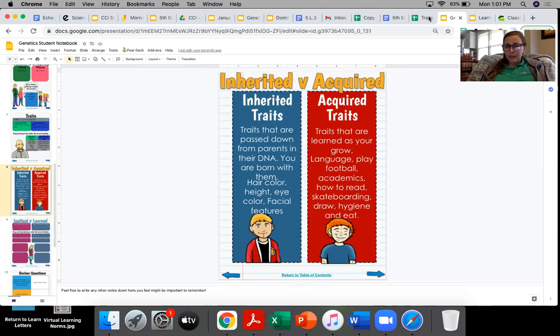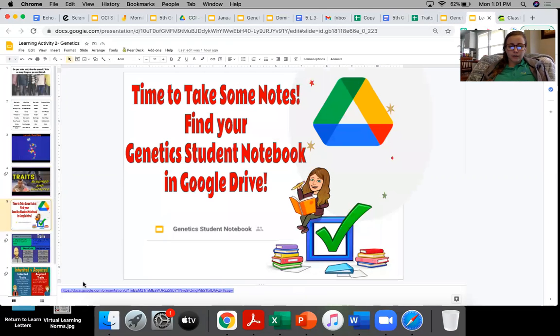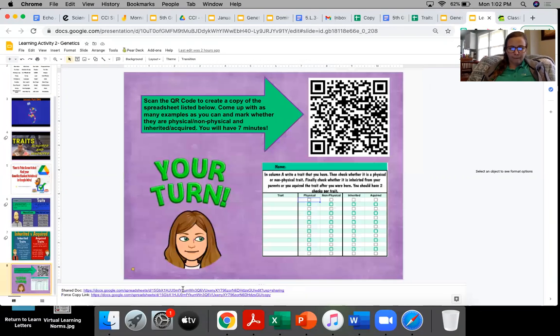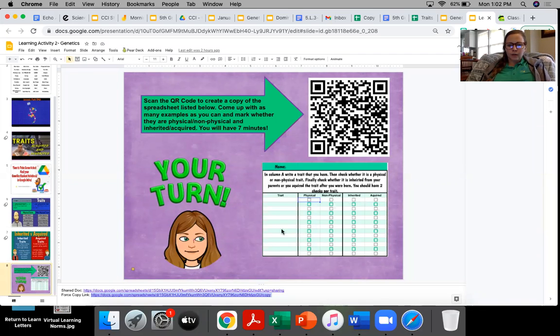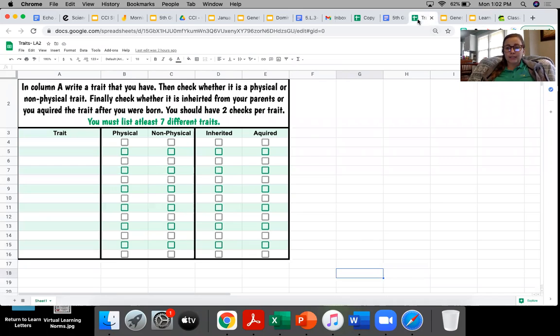In the chat, I'm going to drop the assignment link from Echo. All right, so in the chat, if you click on the link that I'm going to put in there, it's going to take you to a table that looks like this, the traits table. Click the link and then click make a copy. And it's going to take you to a document that looks like this.